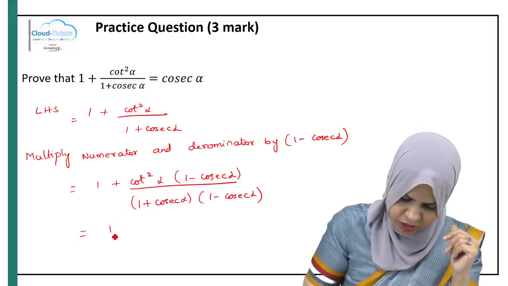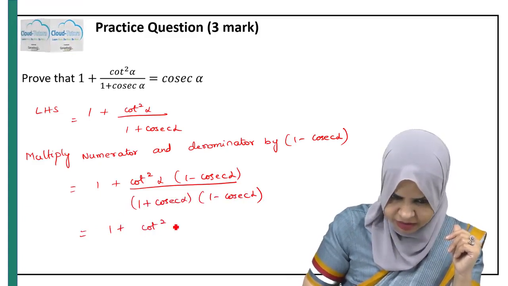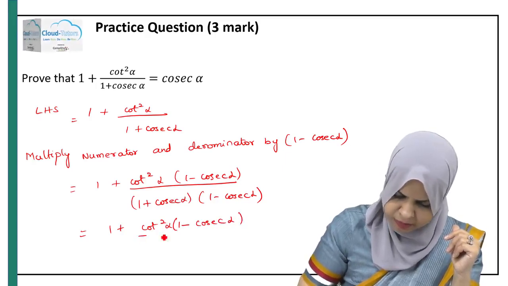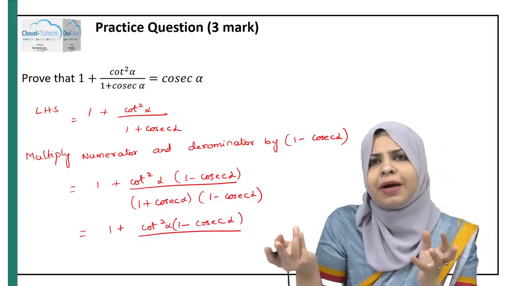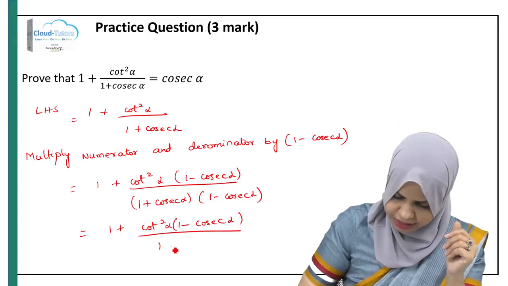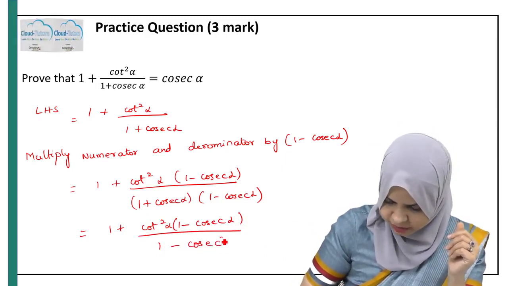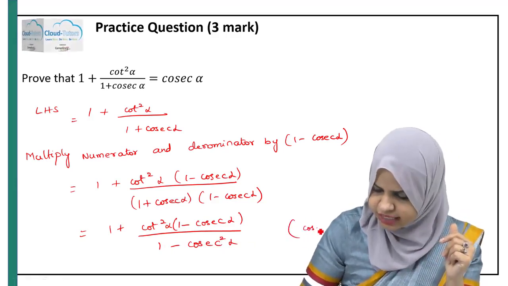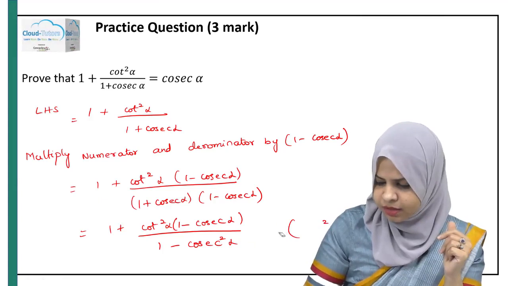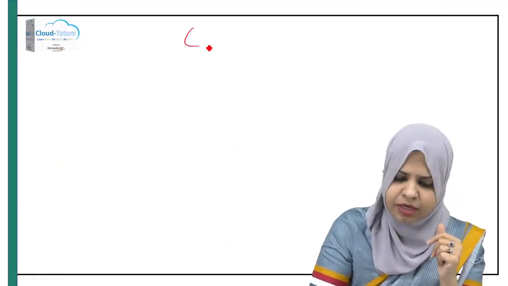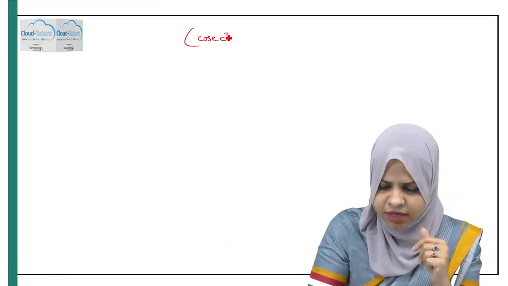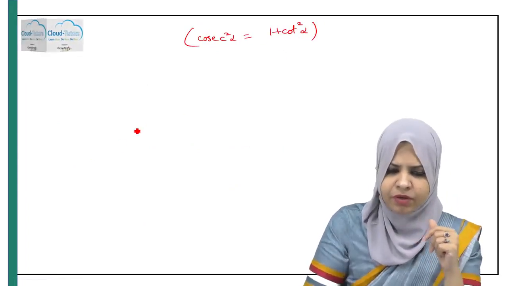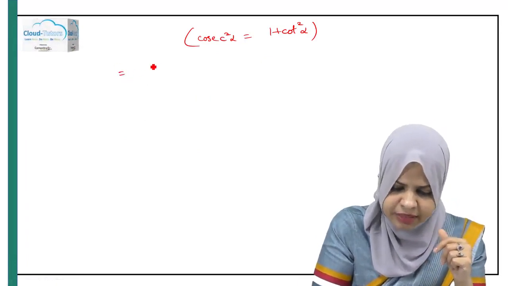So this is nothing but what? (1 + cot² α)(1 − cosec α) by, using the (a + b)(a − b) identity, 1 − cosec² α. Remember, now I can use the identity. What identity? Cosec² α. Okay, let me write it here. The reason is cosec² α is equal to 1 + cot² α. So I'll be using this, and let me substitute it.